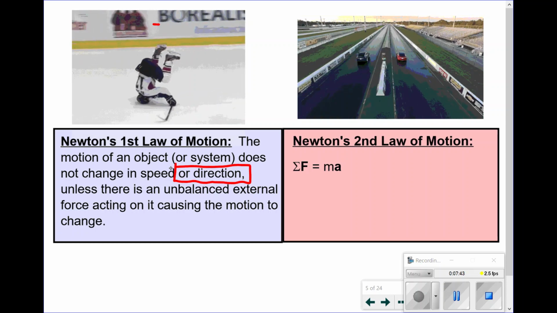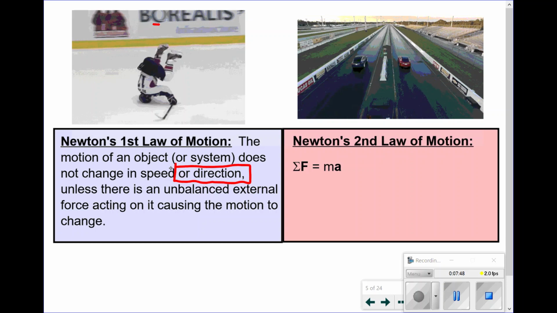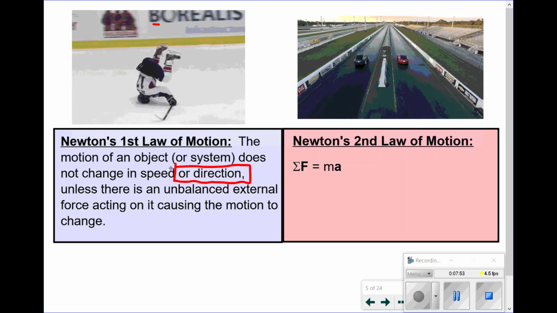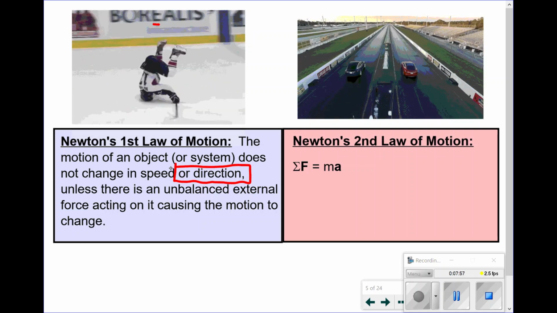So I could actually have a constant speed and change direction, and that only happens if there is a net unbalanced external force acting on me. This is a key thing that leads to our development of gravity that we'll talk about in a little bit.